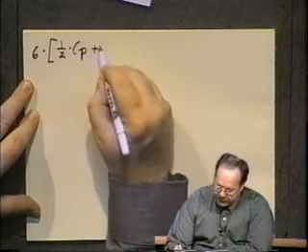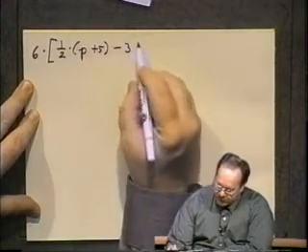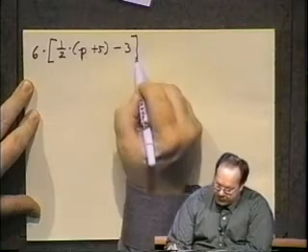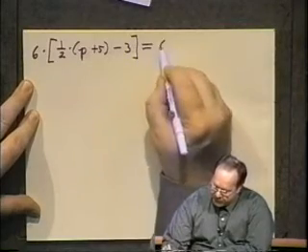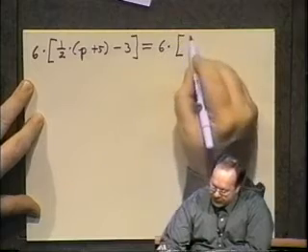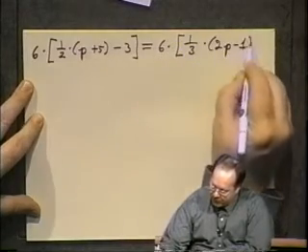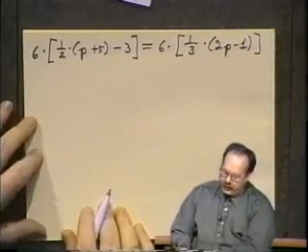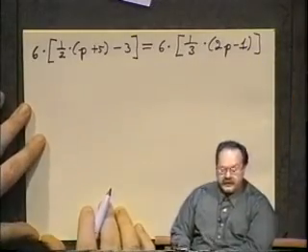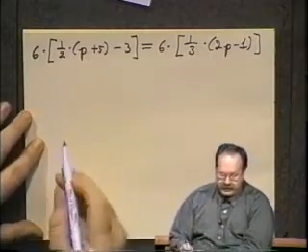So I'm going to take that multiplier 6, and I'll multiply it by the left-hand side, being careful to rewrite the whole thing just as it stands. So that's 1/2 p plus 5 minus 3. That will be equal to 6 times, the same thing on the right, 1/3 times 2p minus 1. All right, now we multiply it through, doing the operation that we designed it to do.